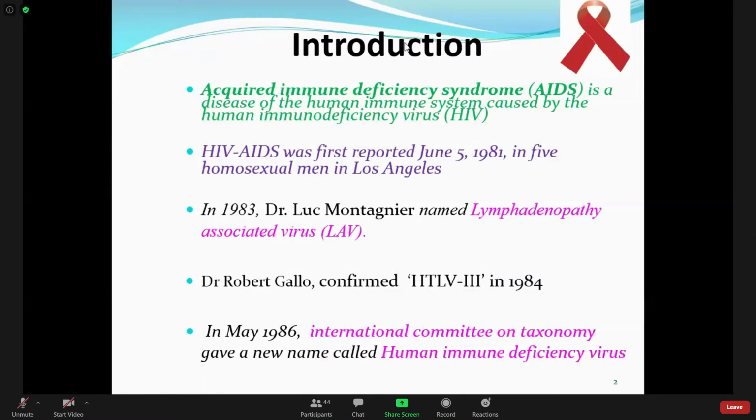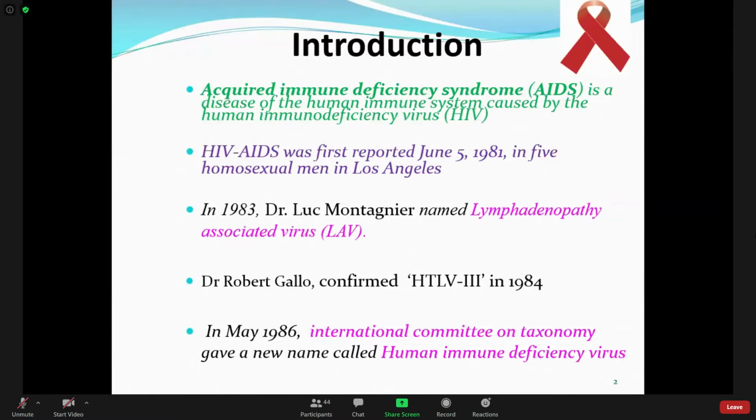So HIV and AIDS. HIV, the human immunodeficiency virus, causes AIDS, acquired immunodeficiency syndrome. It was first reported on June 5th, 1981, in Los Angeles, among 5 homosexual men.